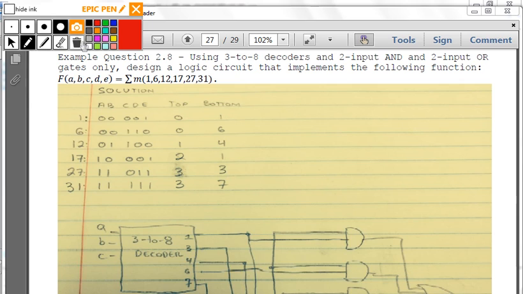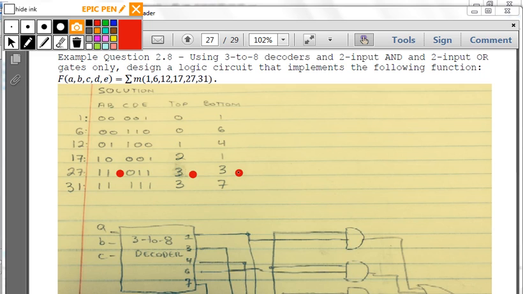So 1 is just 0, 0, 0, 0, 0, 1. So the top was 0 and the bottom was 1, right? With 6, it's the same thing, 0 and 6. Now we're up to 12. 12 is just 1, 1, 0, 0, right? Breaking it down like that, the top is 1 and the bottom is 4. Does that make sense? Now 17 is 1, 0, which is 2, and 1, just 1. 27 is 1, 1, 0, 1, 1, so the top is 3 and the bottom is 3. And 31 becomes top 3 and bottom 7.